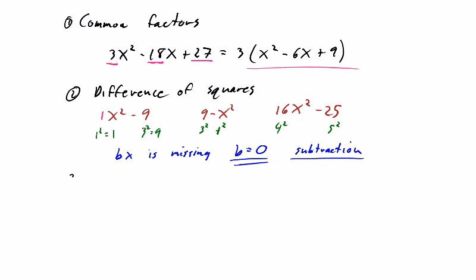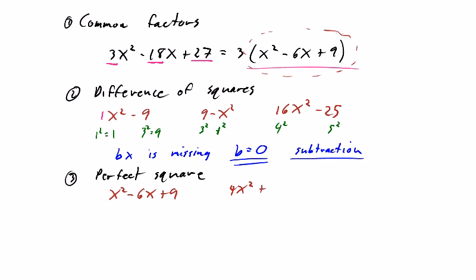Method 3 would be if we, instead of the difference of squares, had a perfect square. So in other words, if the quadratic could be a perfect square. Let's look at a couple of candidates for that. One good candidate would be if I had x squared minus 6x plus 9. Note that that's what we had up here after we factored out the 3. Another example would be 4x squared plus 12x plus 9.